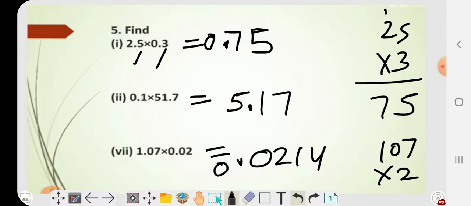These are the three parts of question number 5 that I have done. You have to do the rest of the parts of this question and the above questions by yourself, because these are for your practice. Thank you.